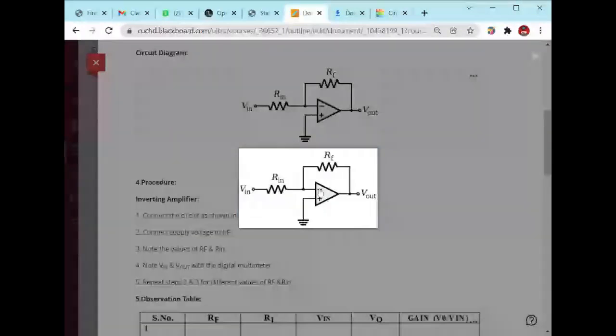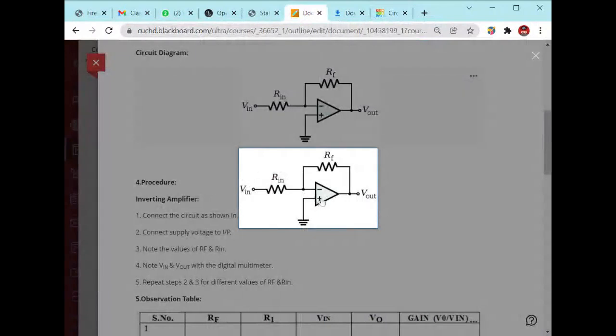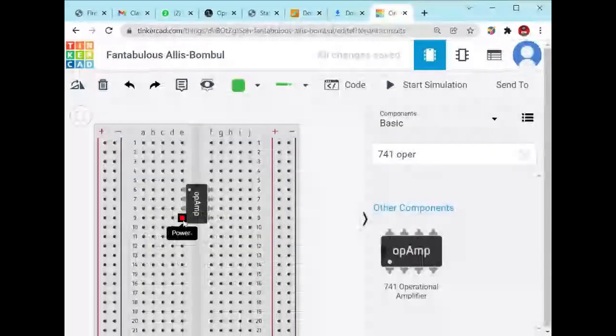This is the negative pin, and it should be connected through the Rin resistor to the input voltage. Then this one is IN positive, and IN positive should be connected to the ground. Then this is the output. The output should be connected to the feedback resistor and back to the inverting terminal. This one is the power connection.